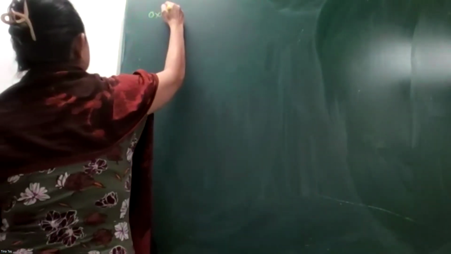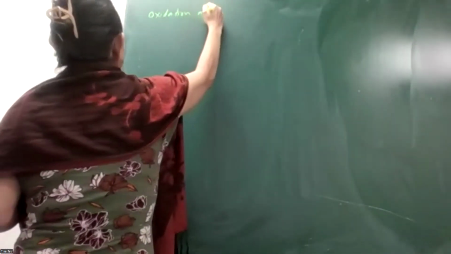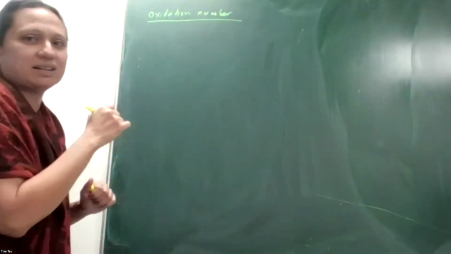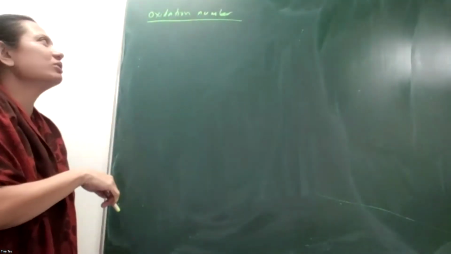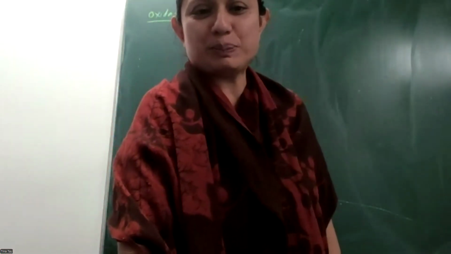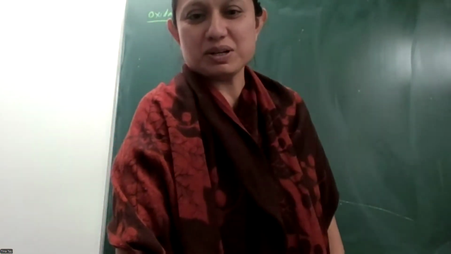So good. Okay, now we're going to learn something called oxidation number. There's something I can do to flip it, right? What is it called?